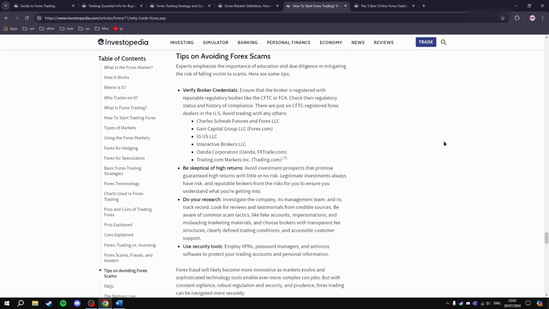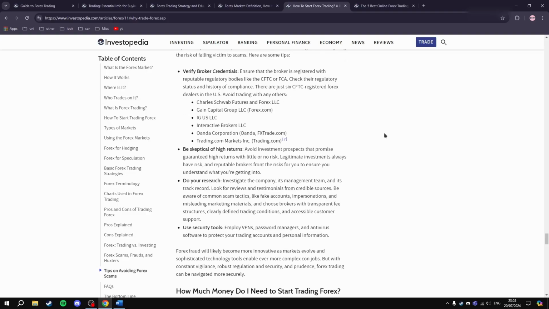Tips on avoiding Forex scams. Experts emphasize the importance of education and due diligence in mitigating the risk of falling victim to scams. Here are some tips. Verify broker credentials. Ensure that the broker is registered with reputable regulatory bodies like the CFTC or FCA. Check their regulatory status and history of compliance. There are just 6 CFTC registered Forex dealers in the US. Avoid trading with any others. So I'm guessing these are the 6.